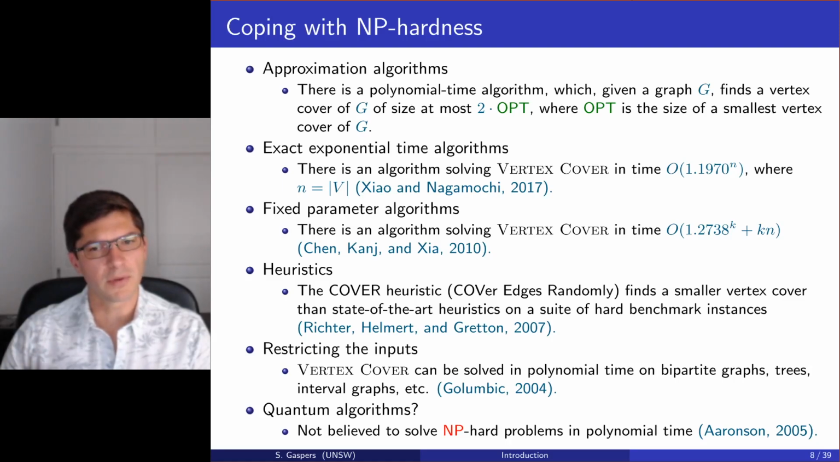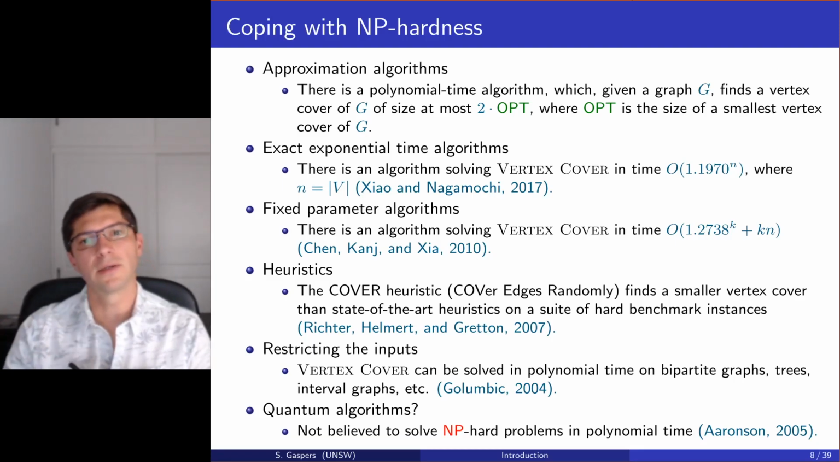We could also think about quantum algorithms. So if someday we get access to quantum computers, can quantum algorithms actually help? It's not believed that they can solve NP-hard problems in polynomial time, actually. They might be able to speed up algorithms, like exact exponential time algorithms, but not down to a polynomial running time. They might still help.